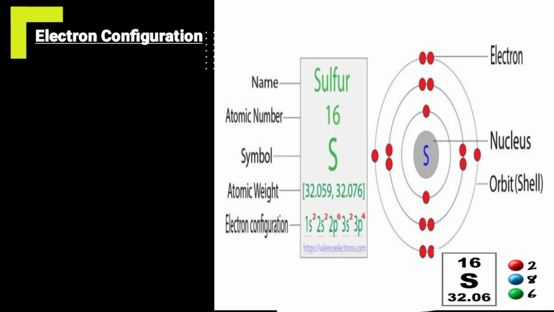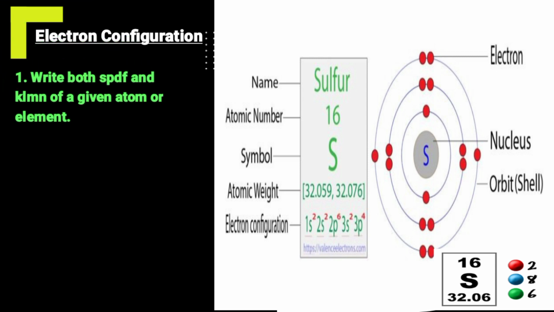For instance, 2,8,6, that number 6 denotes that it is found in group 6. 2,8,6 has red, blue, and green, 3 circles representing 3 shells. And if we have 3 shells, it means that this is the third period. So from this idea of using the K, L, M shells, you can predict the group, and you can predict the period. So you should know how to write both the SPDF and K, L, M shell configuration of a given atom or element. They can give you something like sodium, they can give you something like silicon, so you need to practice that. They can give you something like carbon, chlorine, or calcium, you need to practice that.